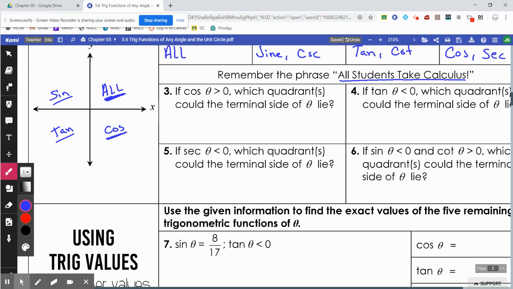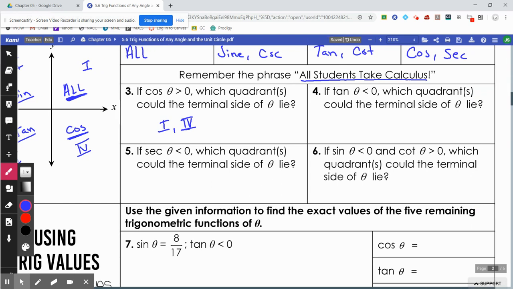Everything's positive here and cosine's positive here. Which quadrants could the terminal side of theta lie? So if cosine is positive, we could either be in quadrant 1 or we could be in quadrant 4. One or the other, 1 or 4. And let's go ahead and put our Roman numerals, 1, 2, 3, and 4.